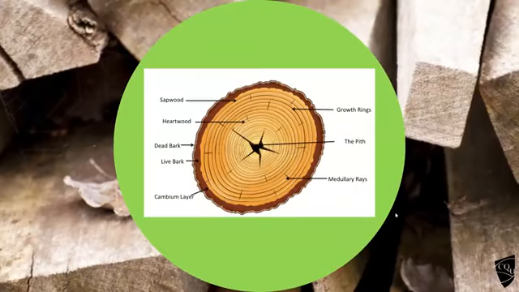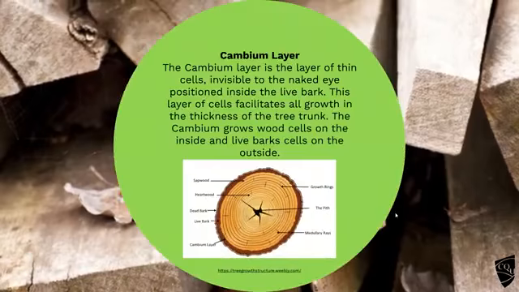Just go through, shows you it again. I keep popping that in. The cambium layer is a thin layer of cells, very thin. You can't see it with the naked eye, you've got to have a microscope for it, and it's just inside the live bark. They're the cells that facilitate all the growth and thickness of the tree. They're the ones that are going to keep growing and forming the tree rings.